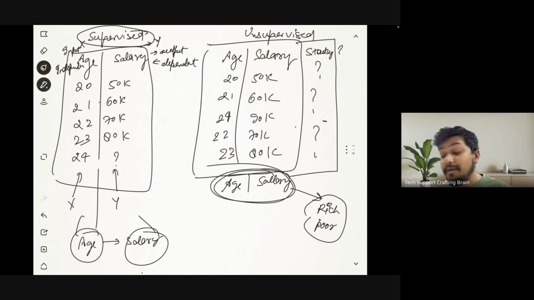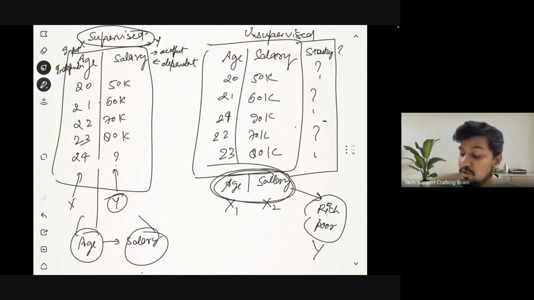So whatever we wanted to predict, that would be called Y, right? We have seen before we wanted to predict salary, so salary was Y. Here we wanted to predict rich and poor, so Y will be rich and poor. And age and salary will be what? This can be your X1 column, this can be your X2 column right now. Overall, you can say this is your X data.